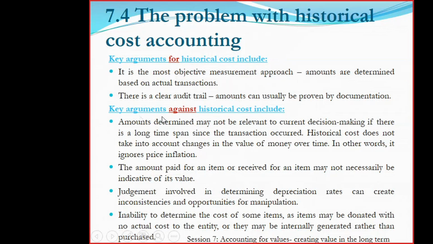Now, what are the arguments against? What do you think are the cons? What are the arguments against HCA, historical cost accounting? You can say that some problems might happen in the shareholder. They couldn't agree on something specific.